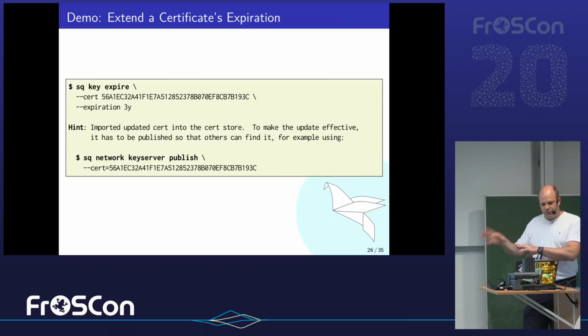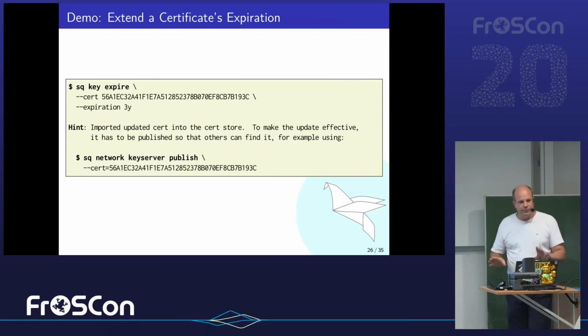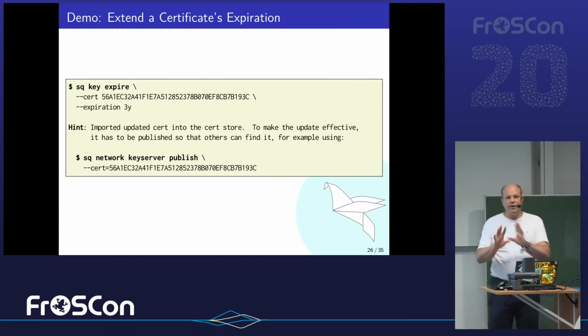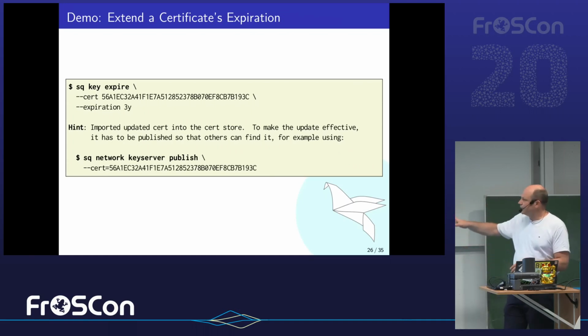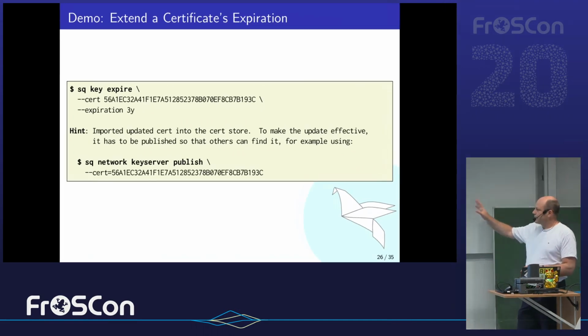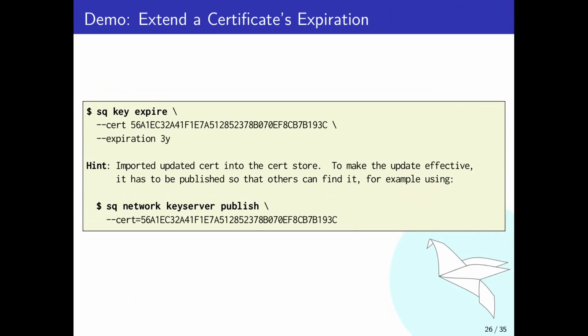All right, let's move to key management or certificate management. So you create a certificate and you use it for a few years, and all of a sudden it's about to expire. What do you do? It's pretty easy. You don't need to use a complicated how-to. You just do SQ key expire. You specify the certificate. You specify the expiration time, in this case 3 years, and you're done.